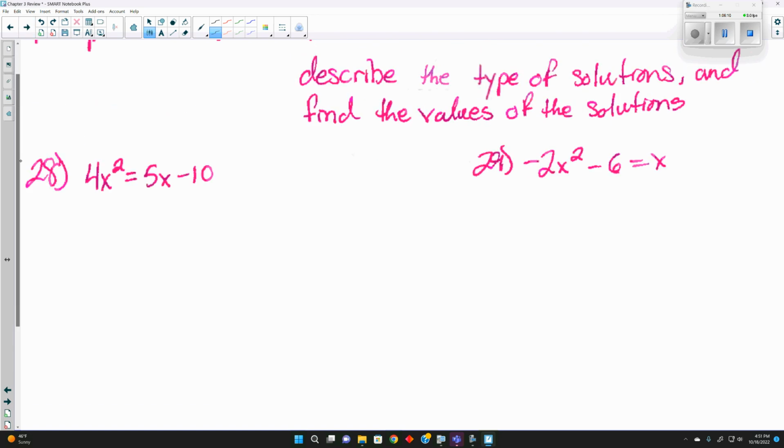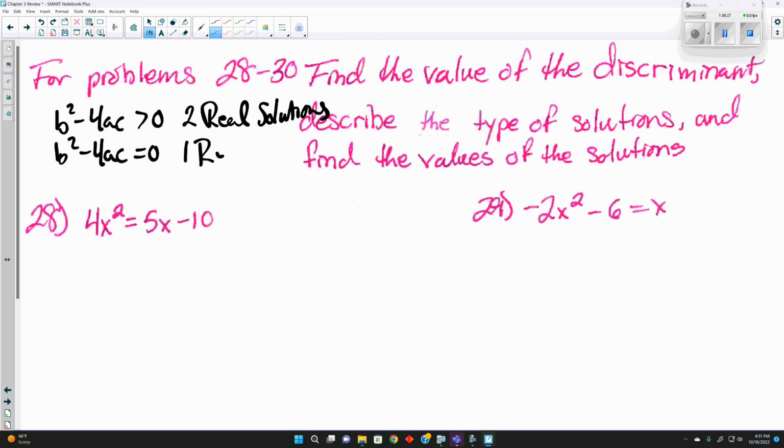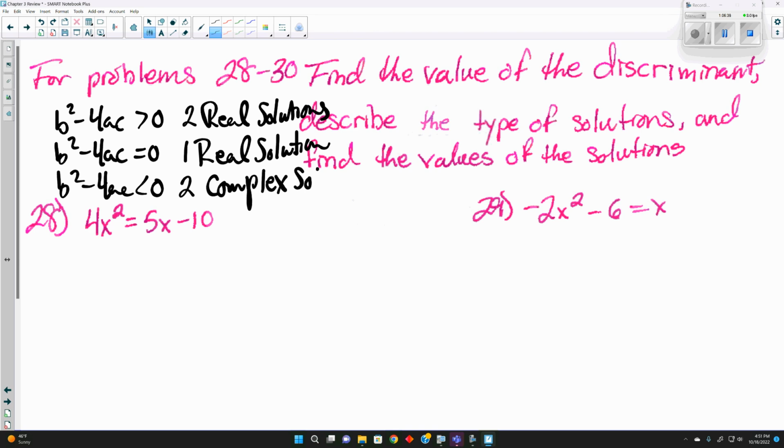Find and describe. So find the value of the discriminant. Well, our discriminant is our b squared minus 4ac. And if it's greater than 0, we have two real solutions. If b squared minus 4ac is equal to 0, we have one real solution. And if b squared minus 4ac is less than 0, we have two complex solutions. So we need to find all three of these parts here.